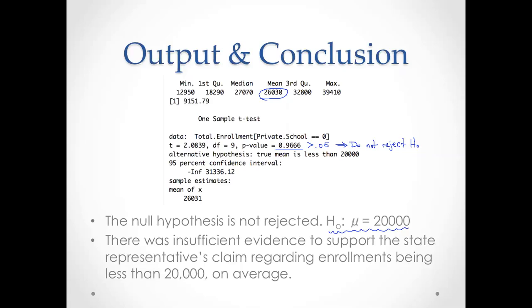So let's summarize what we have found based on this t-test of a subgroup, public schools. We found that the data for strictly public schools on enrollment was more normally distributed, and therefore that allows us to place more confidence in the results of our t-test, which suggests we should not reject the null hypothesis. That means we have insufficient evidence to support the representative's claim that enrollments are less than 20,000 on average.